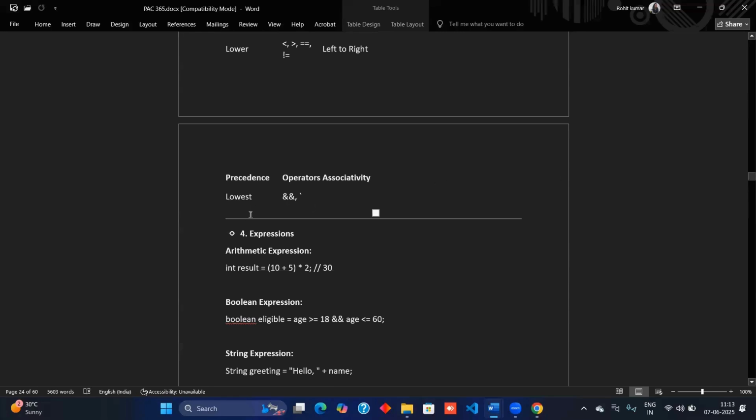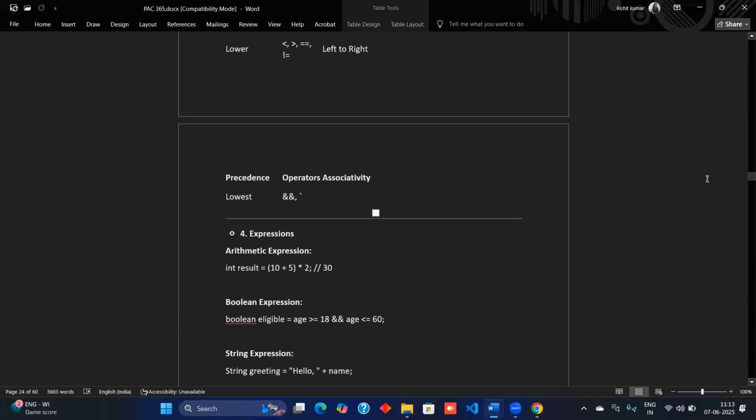Now coming on to expression. For an expression where we have a number of operators and values, everything finally results in a single value. Let's see it here: 10 plus 5, this parenthesis is first, so we go from left to right. 10 plus 5 is 15, then multiplication, into 2 equals 30. We follow from left to right like this.